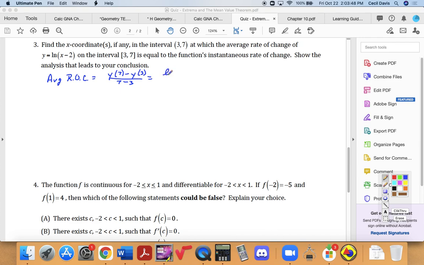Y at 7 is the natural log of 5. Y at 3 is the natural log of 1, which is 0. So I don't even need to write that, over 4. That's the average rate of change. The instantaneous rate of change of the function is simply its derivative, 1 over x minus 2. All we need to do is, it says find the x-coordinates, if any, at which the average rate of change is equal to the instantaneous rate of change. So now we just need to set them equal.